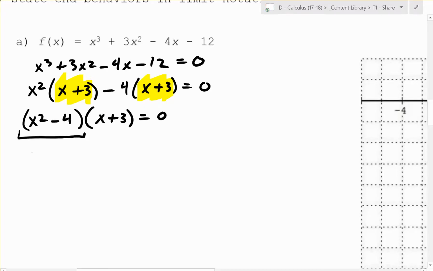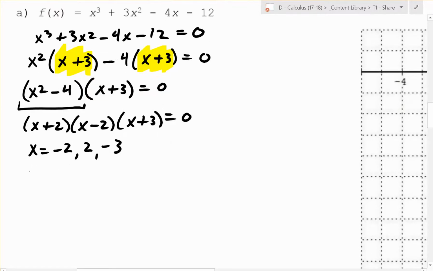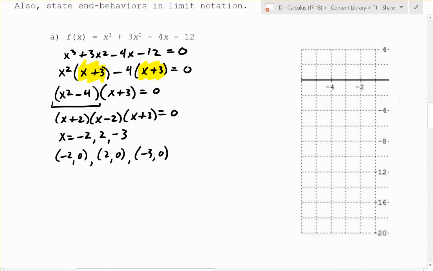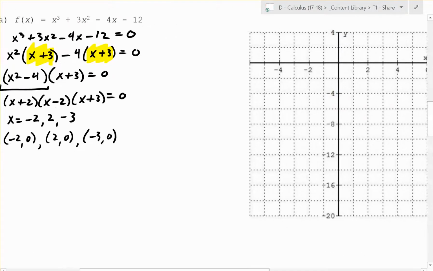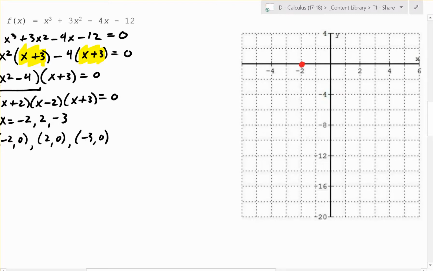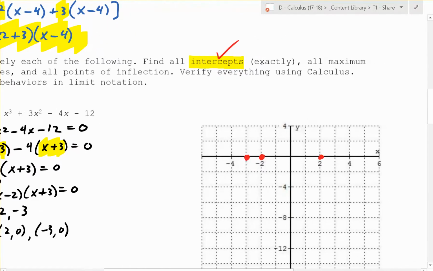And then this is the difference of squares, so it's going to be x plus 2 times x minus 2, and the x plus 3 still stays there, equals 0. So now I know x is equal to negative 2, 2, or negative 3. So we have three intercepts: negative 2, 0; 2, 0; and negative 3, 0. So we take those 3 points. Here are our x-intercepts right there. We graph them over here. They're going to be at negative 2, 0; 2, 0; and negative 3, 0. So we're checking off intercepts. And we're doing these exactly, by the way.